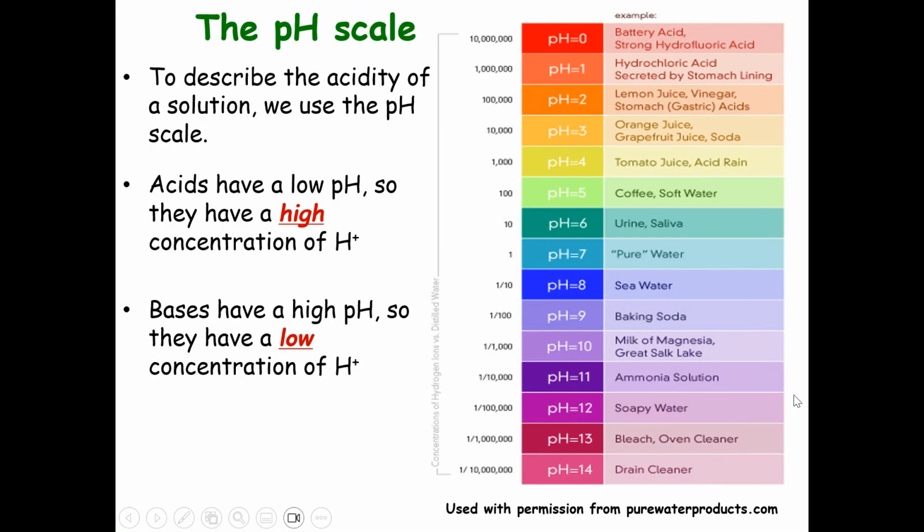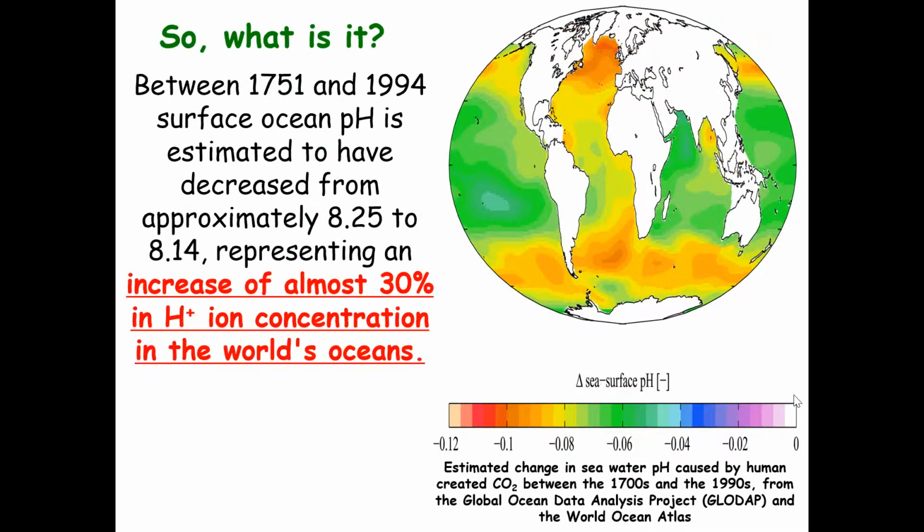Now we use pH because it's easier than saying this is the concentration of hydrogen ions in a solution, and sometimes those numbers are really, really small. But we can use the scale to measure, or at least see trends in pH. So here is a graphic that shows that between 1751, when they first started collecting data on ocean pH, and 1994, which is when this particular image was created, they noticed that the pH of the water changed from 8.25 to 8.14. And you might say, that's tiny. That's a really tiny amount.